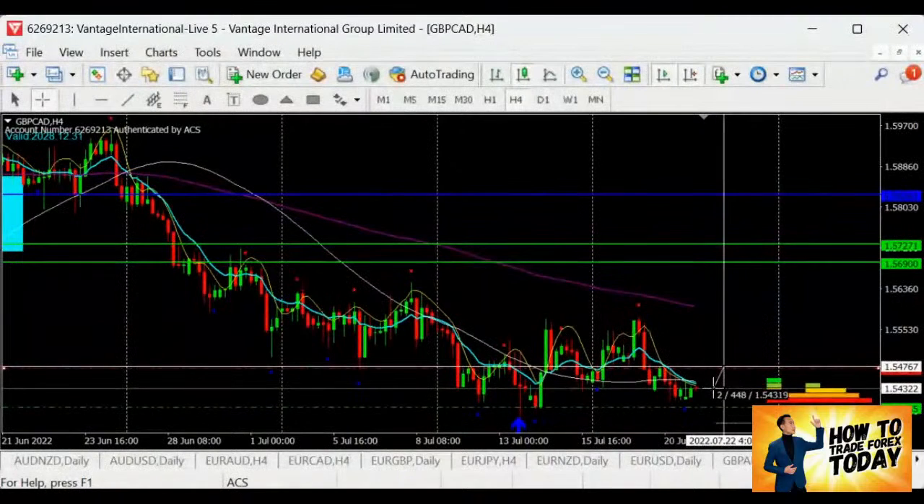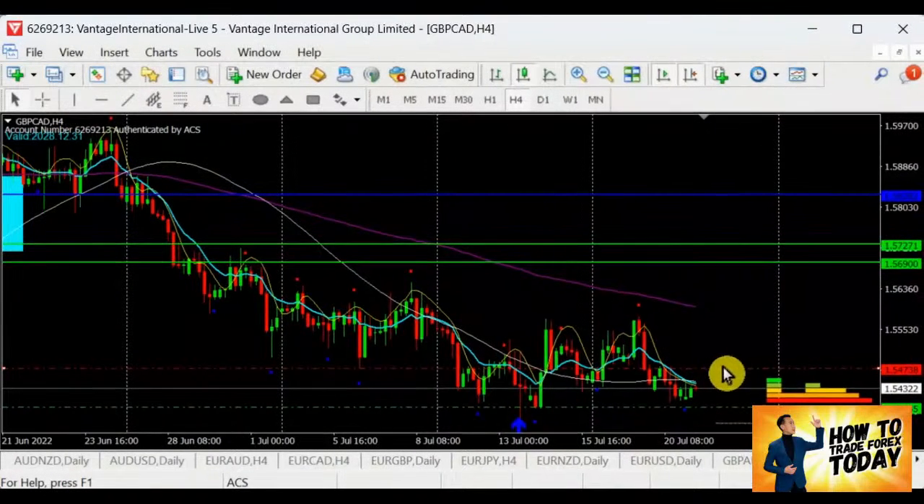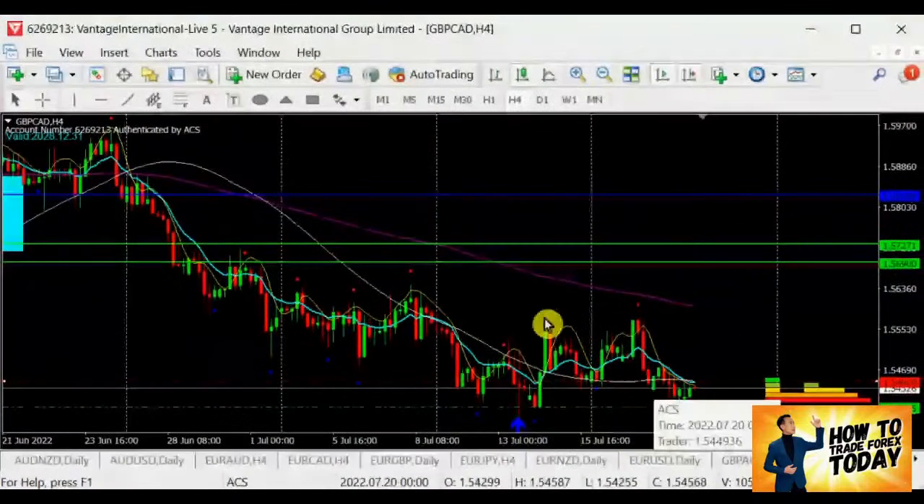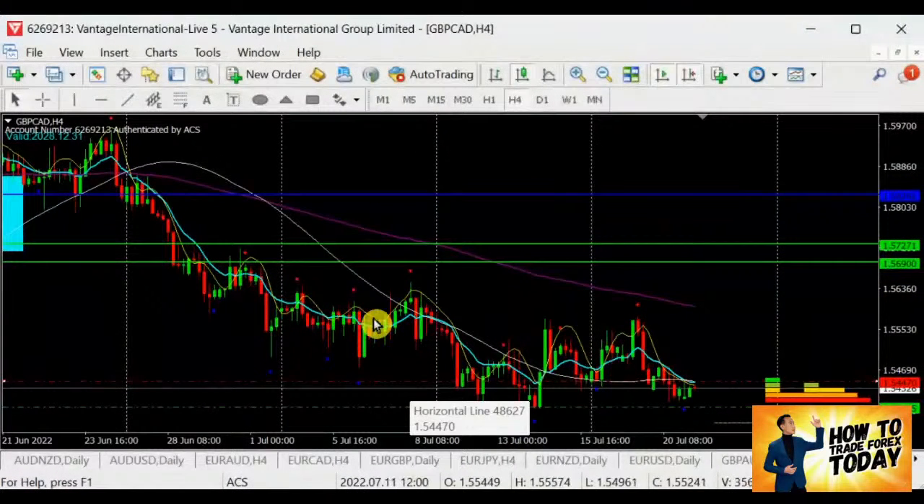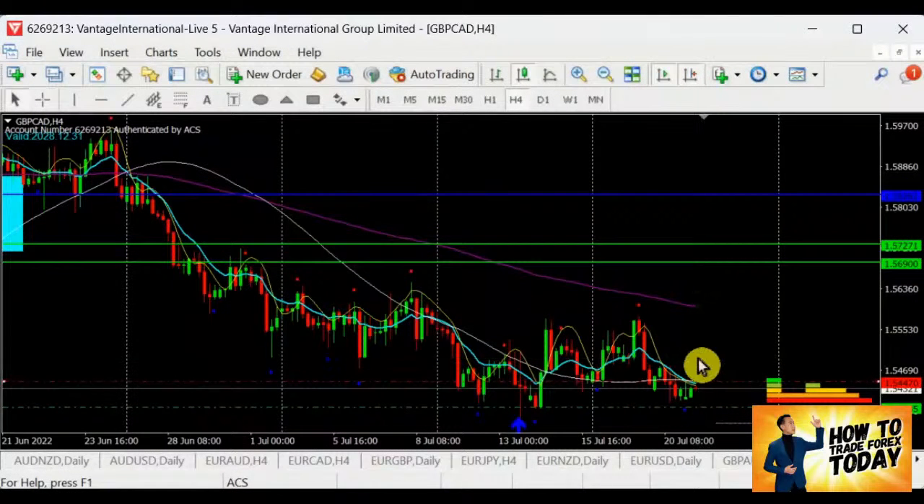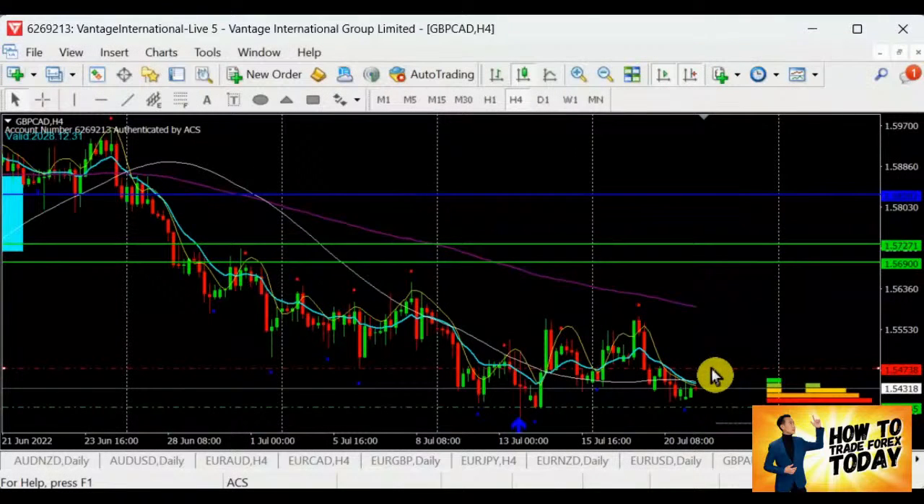So PoundCAD, you still have to wait for a little while. I think this is somewhere there. Currently, we have one here. 1, 2, 3, 4. This is one at this point here. So another 1, 2. It should be here. The resistance shall be here.